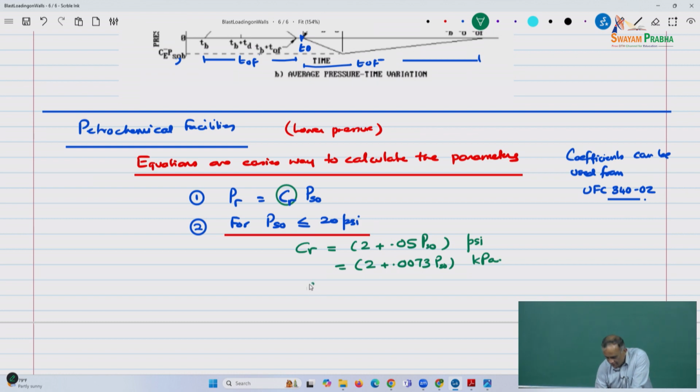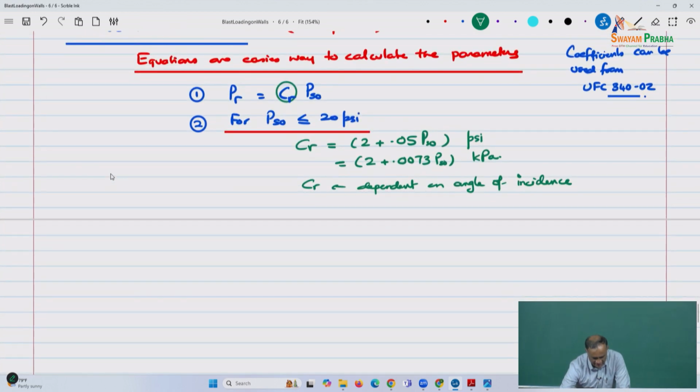And keep in mind, CR is dependent on the angle of incidence. And there is another curve for that. We have seen yesterday, I've shown you some curves related to that.